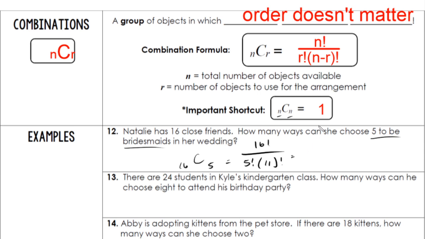I'm just going to use the calculator feature, though, which is going to be 16 on the front and then 5 at the end, and it gets you 4,368. But that's how you would write it out if you wanted to.